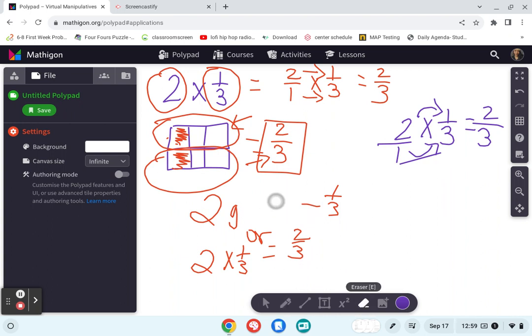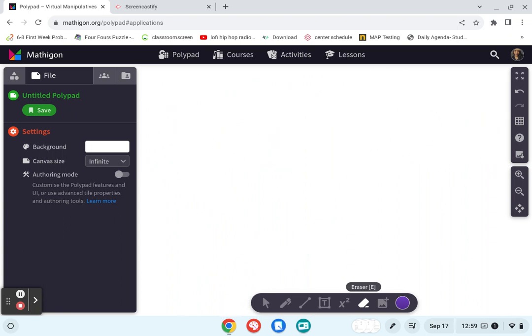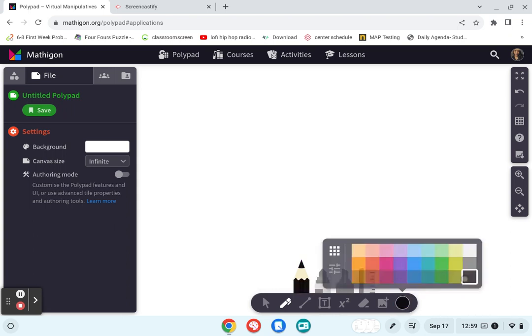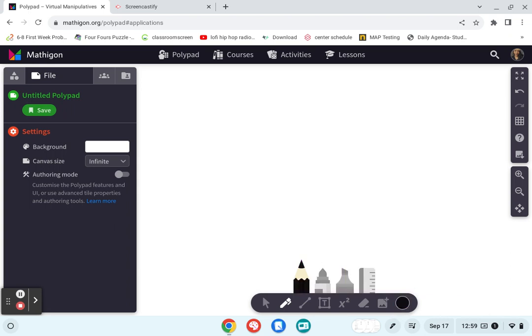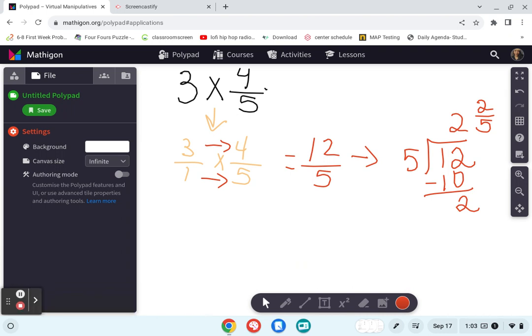Let's just take a moment. You pause if you need to. I'm going to go ahead and clear my screen, and then we are going to get into some problems that may be a little bit more complicated than just that. Here is our next problem, 3 times 4/5.